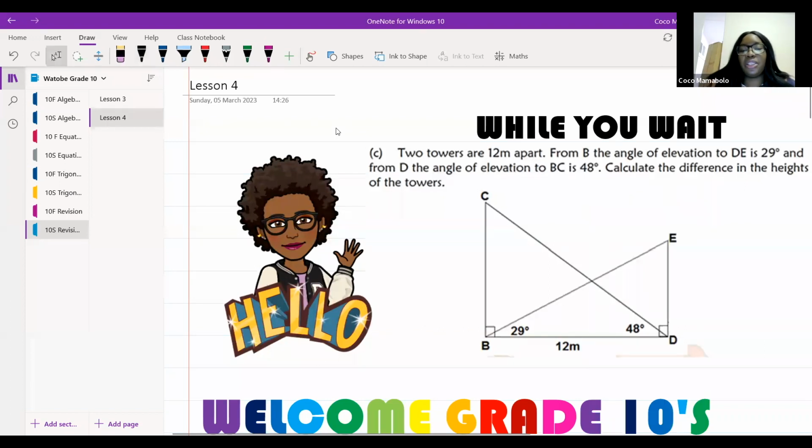Towers are 12 meters apart. From B, the angle of elevation to DE is 29 degrees. And from D, the angle of elevation to BC is 48 degrees. Calculate the difference in the heights of the towers.